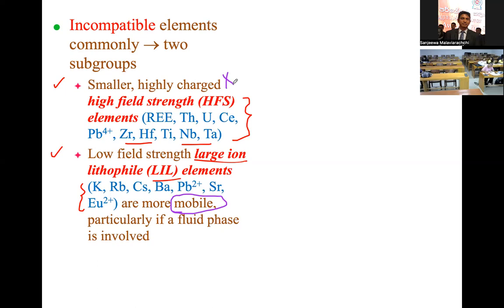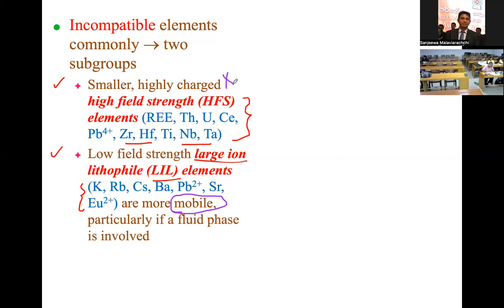if alteration happens, right? If alteration happens during the ascent of magma, or while they are residing in the interior, these large ion lithophile elements can easily be altered. That means they can be easily mobilized into a circulating fluid or circulating hydrothermal liquid or whatever like that, right? But these HFSEs, or high field strength elements, are not easily taken out from that system. That is the difference, right?